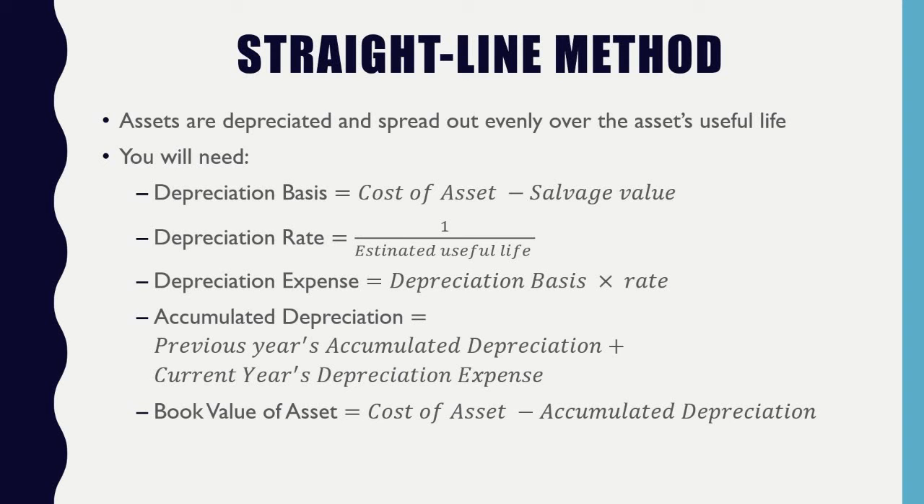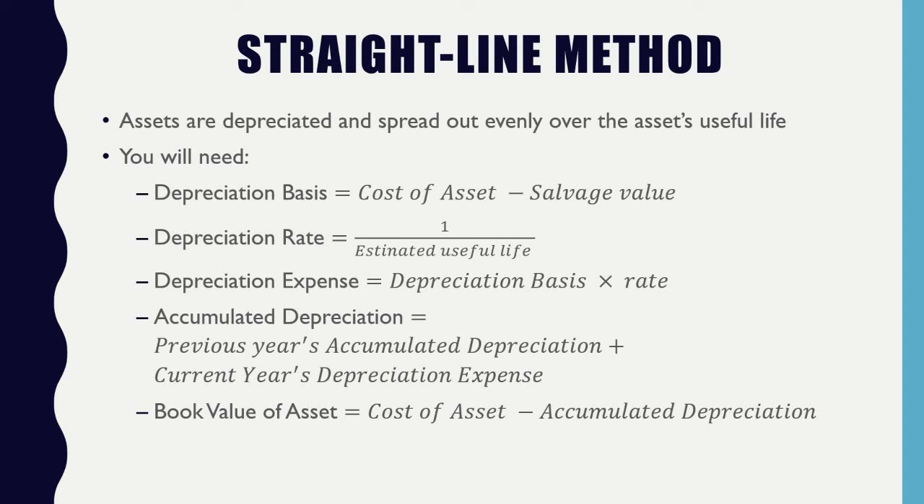Where have we seen this before? Double declining. But this time, instead of multiplying it by 2, because we realize that for double declining, you're essentially depreciating it twice as much. In this case, I'm only depreciating it once. So in this case, my rate is going to be 1 over the estimated useful life.